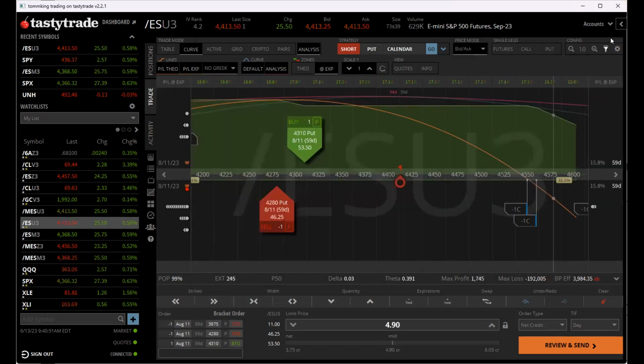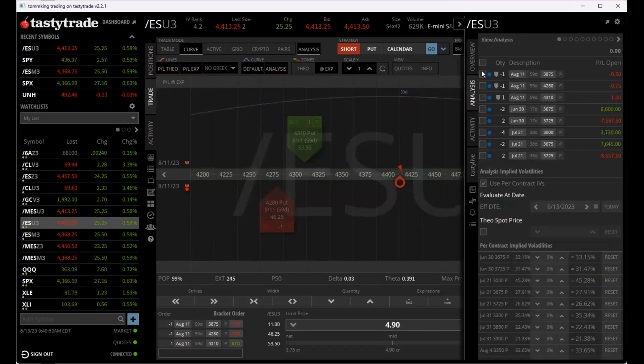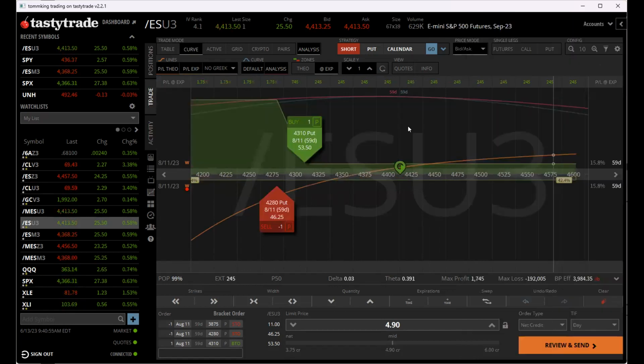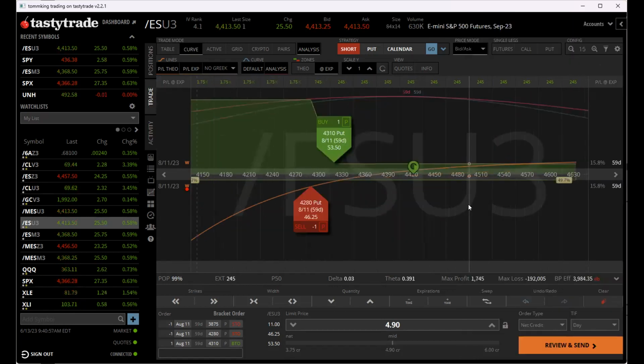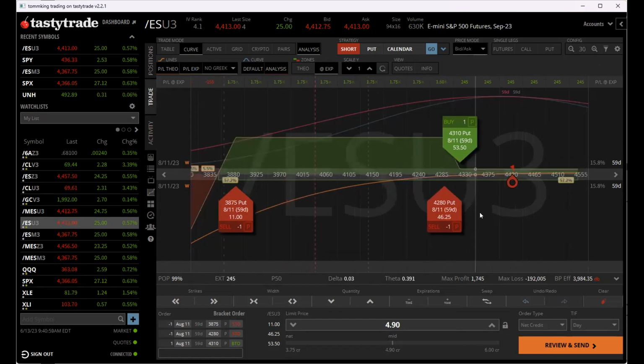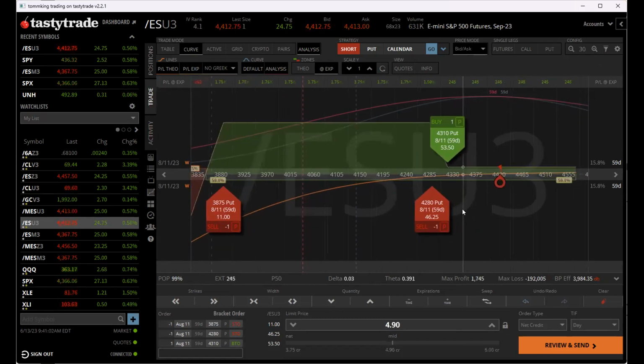When you look at this particular trade, and I hate how Tasty does their analysis tab, you've got to always remove everything else. You can see that the trap is now way longer. Before we were close to about 4,000 or 4,100. Now we've got all the way out to 3,800. So you've got a lot bigger trap for this trade.